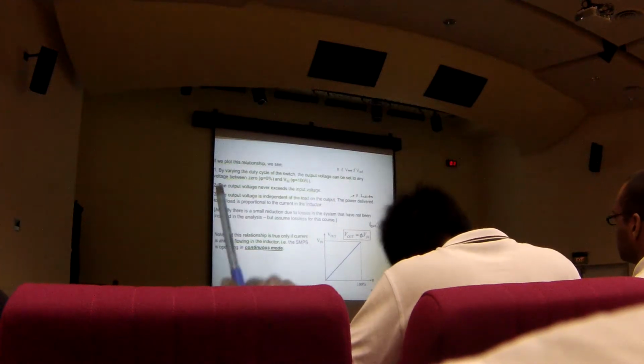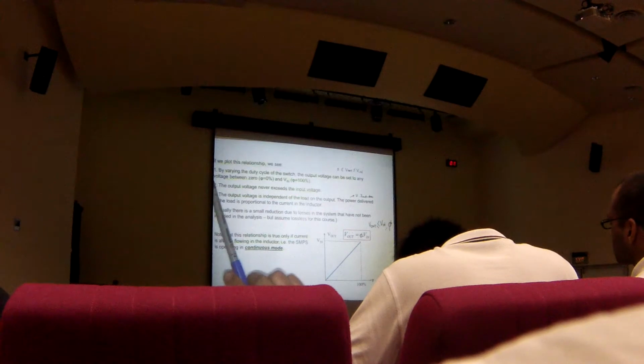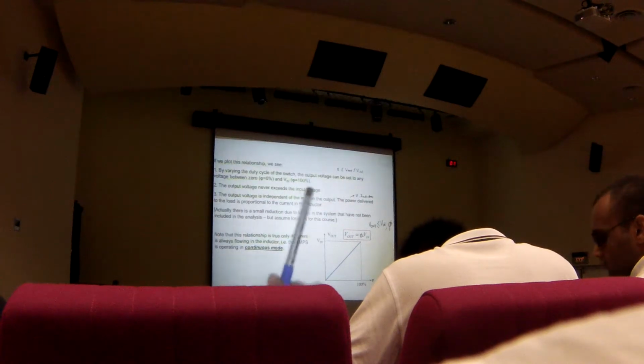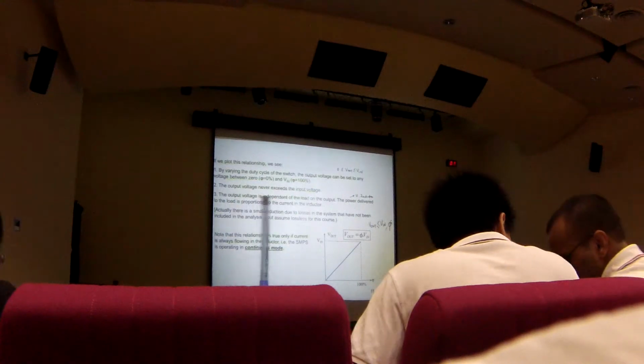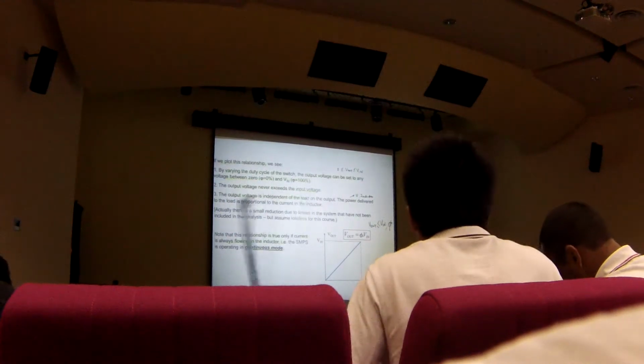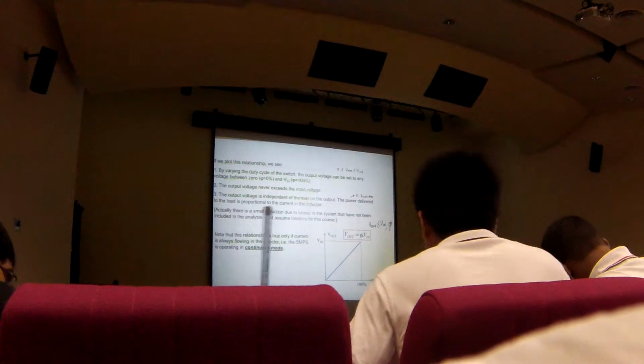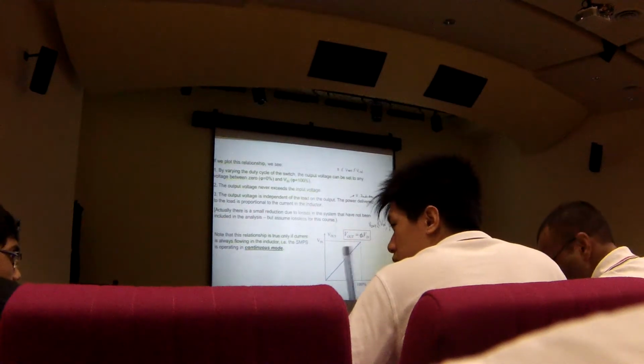We have covered this, that if you vary the duty cycle, your output voltage can be set to any voltage between 0 and V in. Your output voltage will never exceed your input voltage. The output voltage is also independent of the load, because you see in this relationship there is no load.